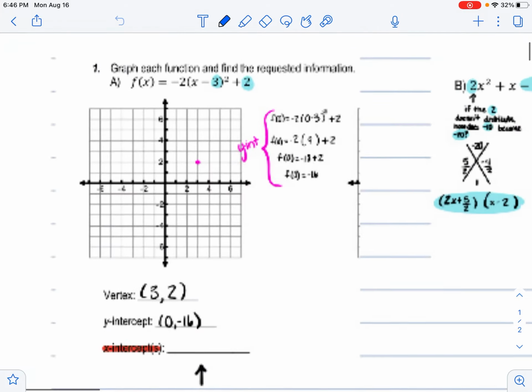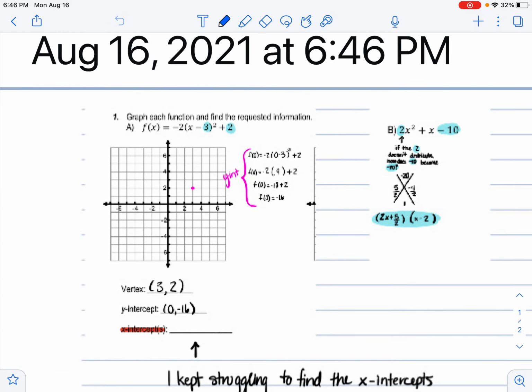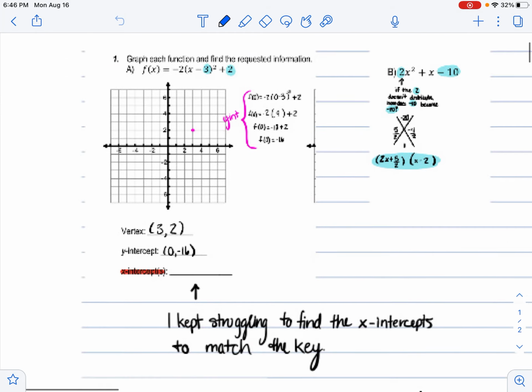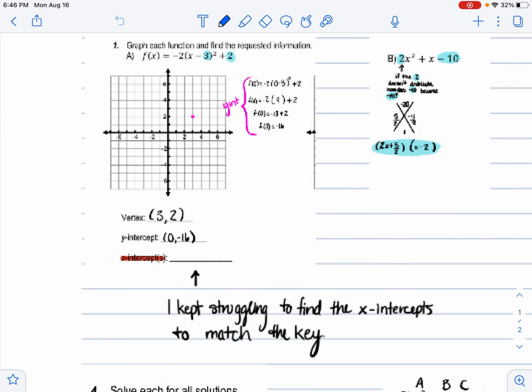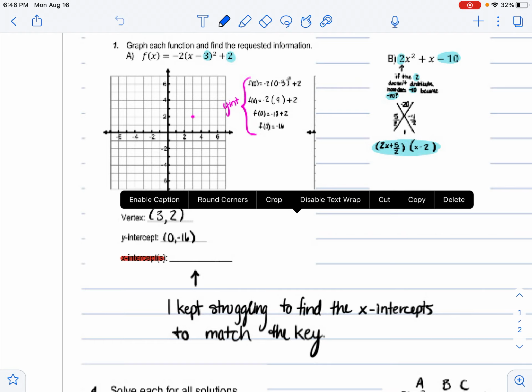Okay, so let's go through each of these problems right here. Number 1 says graph each function, find the requested information. So you have your vertex, you have your y-intercepts, so now you need your x-intercepts. Remember, your x-intercepts are always something comma 0.